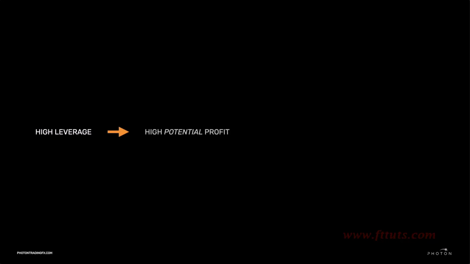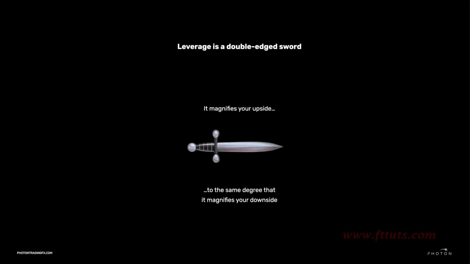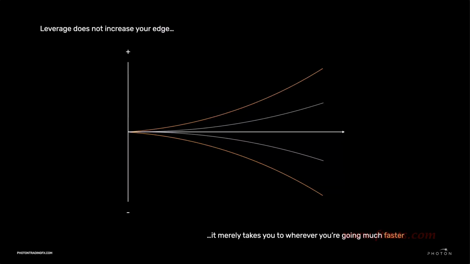High degrees of leverage means high potential profit, which leads to high amounts of greed, which then manifests low eventual success rates. The abuse of leverage is probably arguably the number one reason that traders end up blowing their accounts. It's a double-edged sword. Leverage magnifies your upside to the same degree that it magnifies your downside. Leverage does not increase your edge. It merely takes you to wherever you are going much faster.